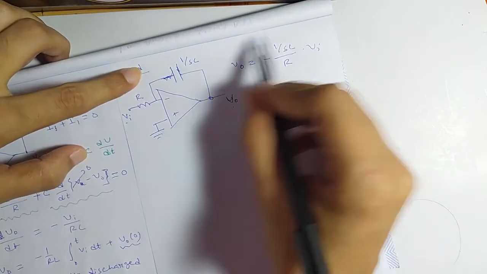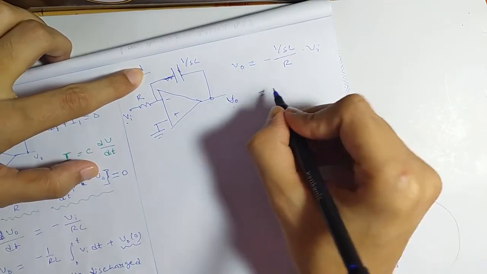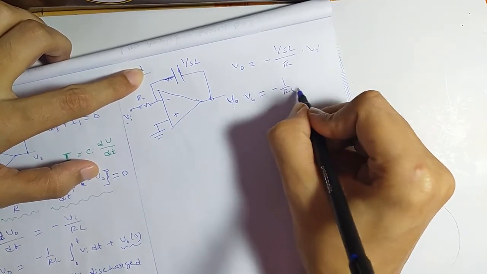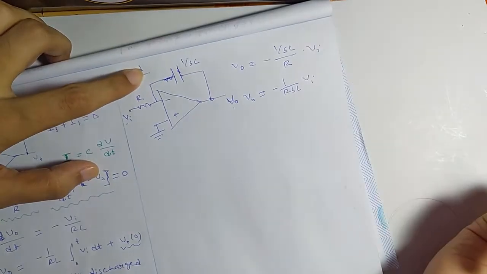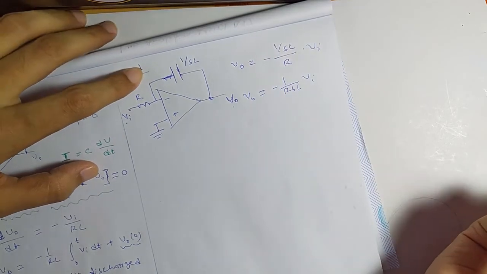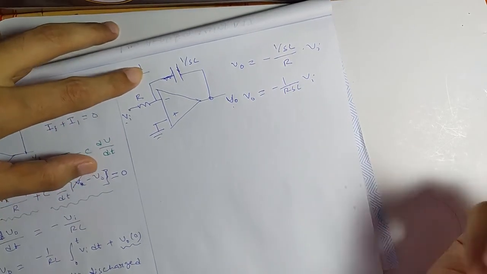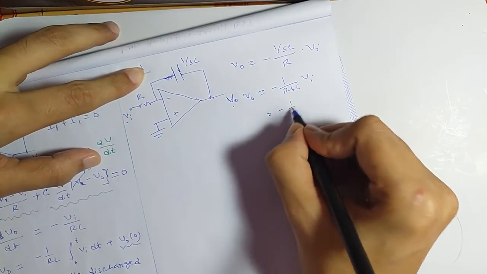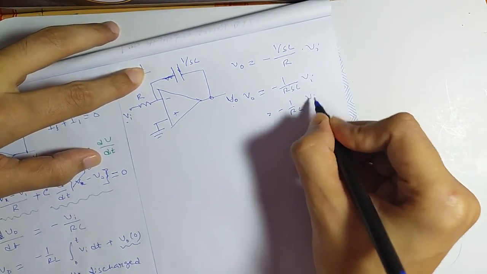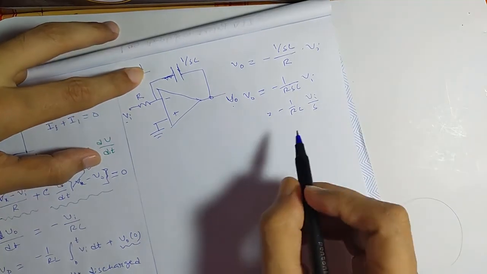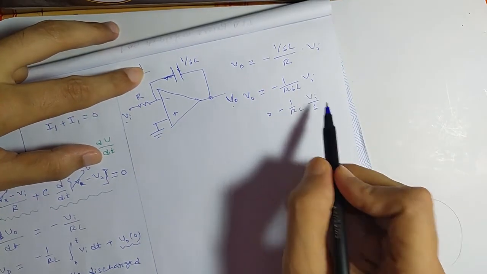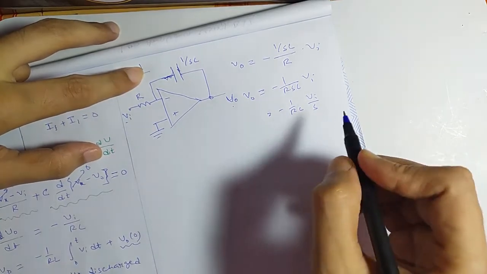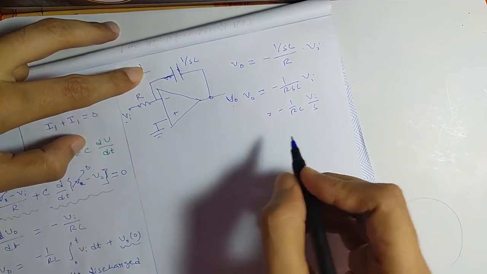So that will be the expression V0 equals minus 1 by RSC VI. Now if we take inverse Laplace, or you can write minus 1 by RC VI by S. Now division by S in the time domain is equivalently the integration of the signal.